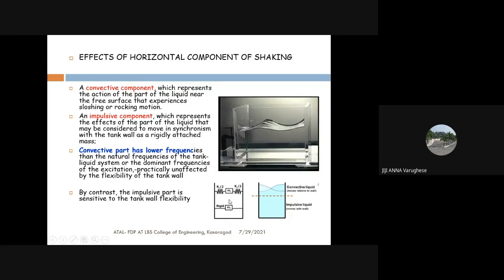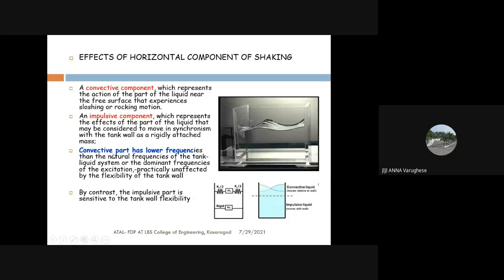And code gives equations and charts for finding out these three unknowns. In this figure, I have marked three variables. One is the impulsive mass, second is the convective mass, and we know the total sum of impulsive mass plus convective mass will be the total mass of fluid. And based on the equations and charts, we can find out values of Mi, Mc, and Kc.